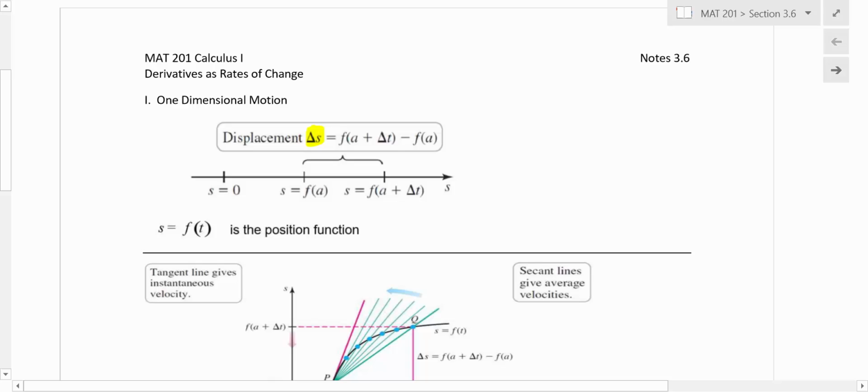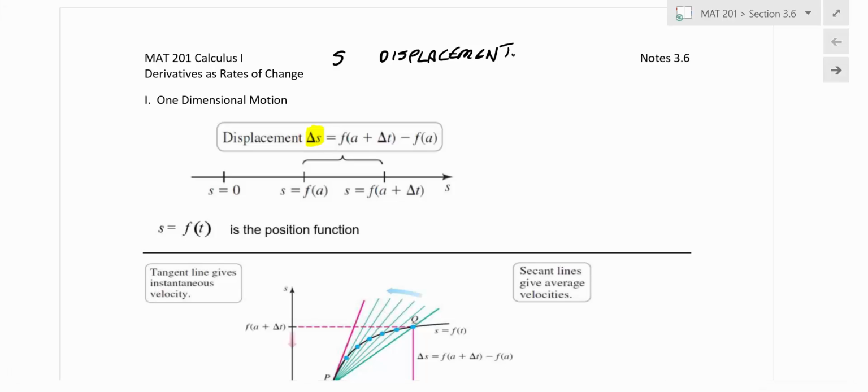Displacement, generally in physics, we use S to represent a displacement. And what that means is how you're displacing from the beginning. When you leave class today, you're going to displace, right? You're going to go somewhere. You can actually graph out your displacement on an XY axis if you want to. So that just means where you are in relationship to the beginning of your journey.